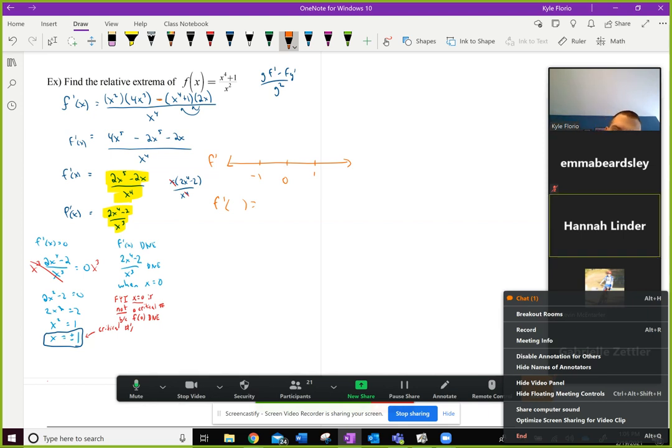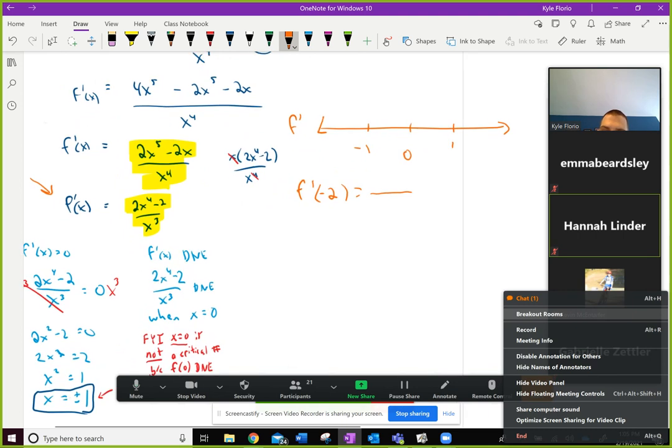Awesome. I'm so glad you said that. That's probably the best one to do. So if I plug negative 2 into the derivative, what am I going to get? Well, I don't need to know the actual number. I just want to know if it's positive or negative.